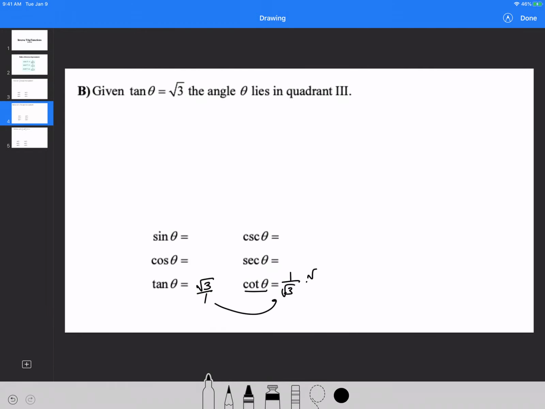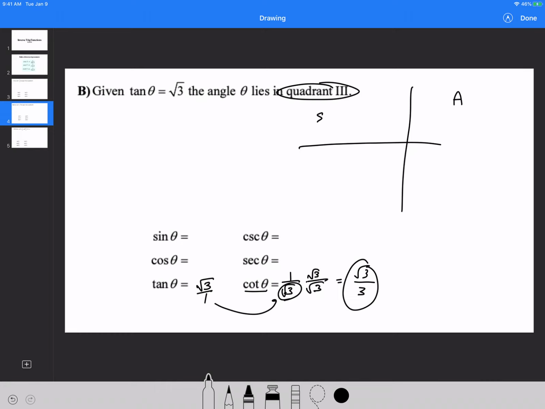Now remember, guys, a square root of any number in the denominator can't happen. So you have to rationalize it. So you get square root of 3 over 3 as your final answer for cotangent. Now you remember, you're in quadrant 3. Again, draw your grid, ASTC. This is quadrant 3. If it's quadrant 3, all the rest of these values should be negative.